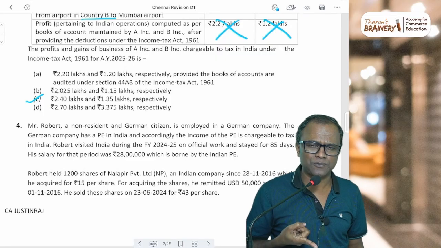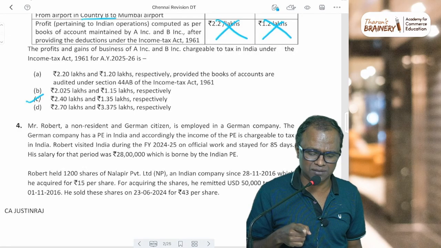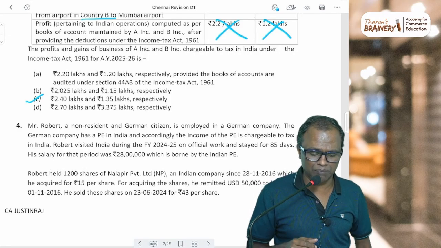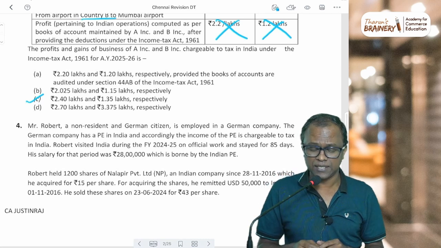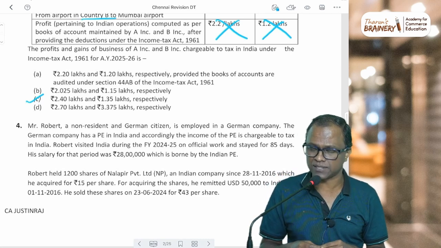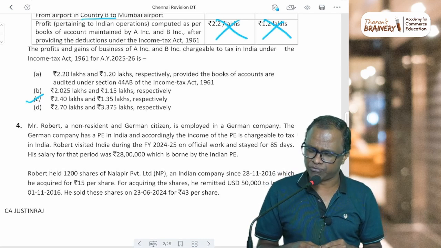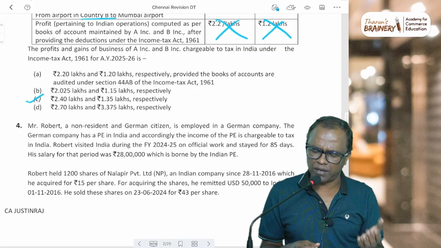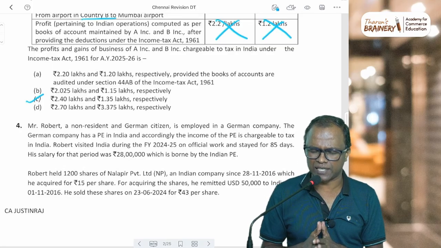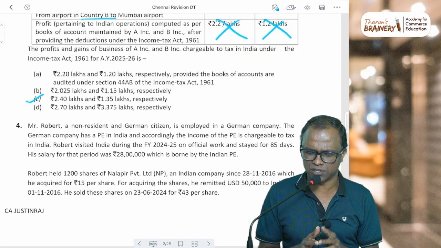Remember, the transfer happened prior to the amendment date, 23rd July. So the old rate will apply, the old rate will be 10%, right? The old rate will be 10%. For non-residents, indexation is not available. So the rate of tax is 10%. If the transfer were after 23rd July, the rate of tax would be long term 12.5%, and short term at the normal rate.